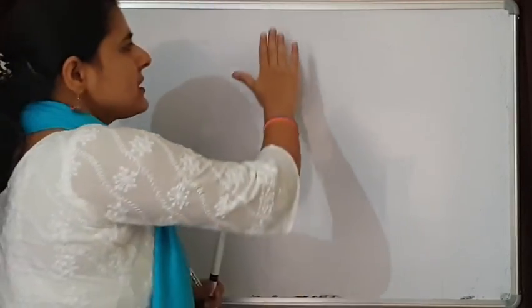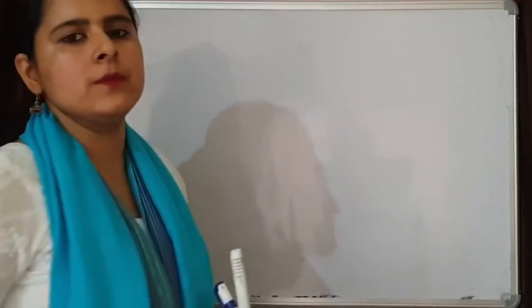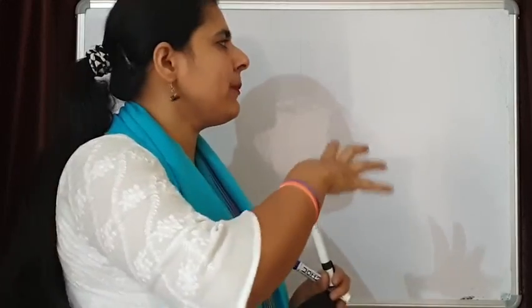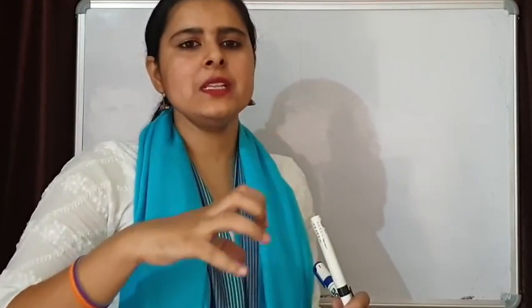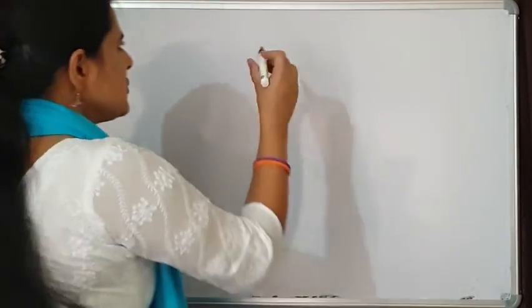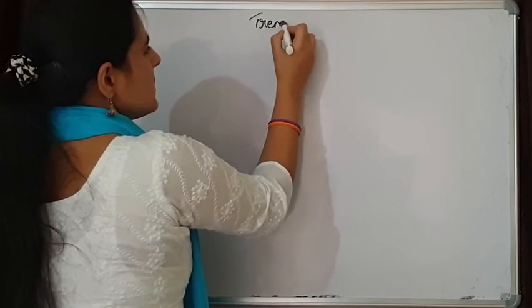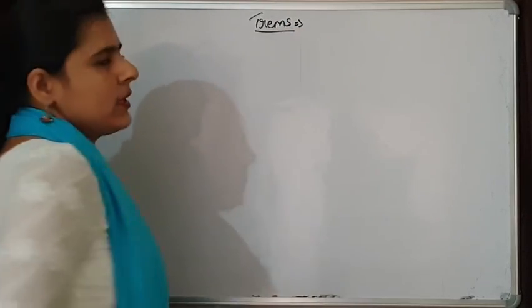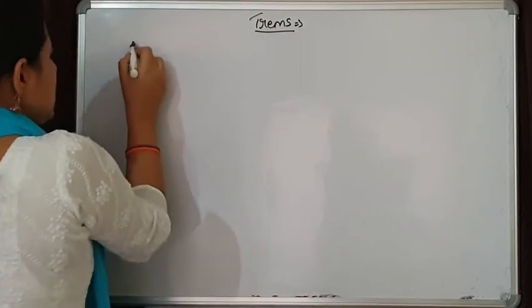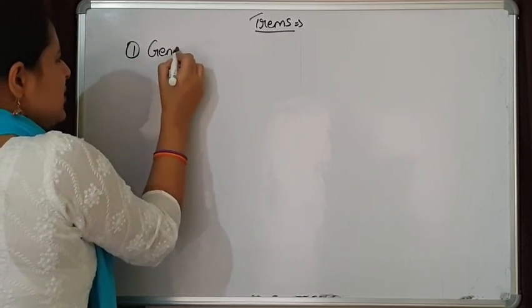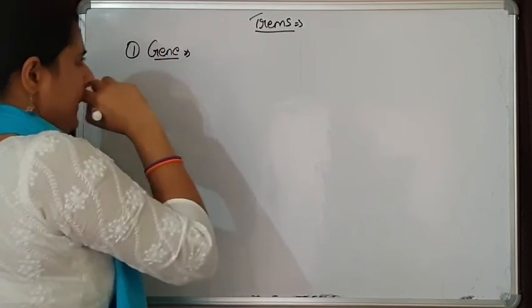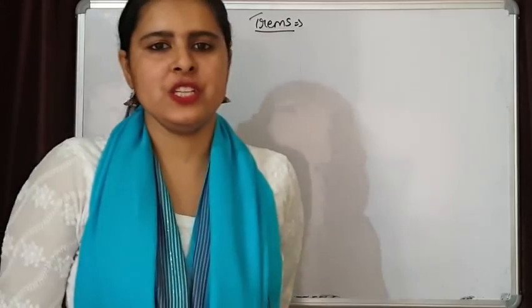Now we have discussed a lot of terms in this chapter. So for a brief, or for your better understanding, I am just explaining these terms briefly. We are going to discuss some of the terms over here. In the starting, what is a gene? Or what do you understand by gene?